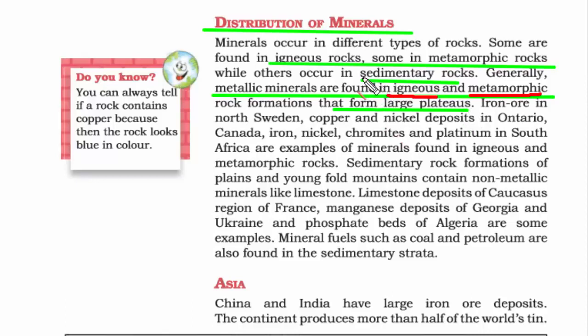Sedimentary rocks are found mostly beneath the seabed. If you look at a sedimentary rock, you'll see a lot of decayed fossils in between. Fossils are nothing but decayed plants and animals. As a result, mineral fuels like coal and petroleum are found in sedimentary strata. It's very easy to understand that to extract oil and petroleum, we usually go to the seabed. So this was all about the distribution of minerals.